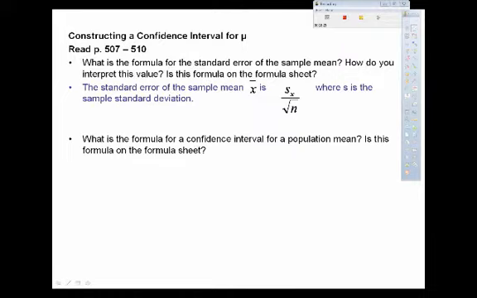Okay, is it on the formula sheet? No, but the standard deviation of x bar is on that, and it's very close to the same thing. The standard deviation of x bar is sigma over the square root of n. So you just need to know which you're using. You'll probably only be given one anyhow, so you'll know what to use. Okay?